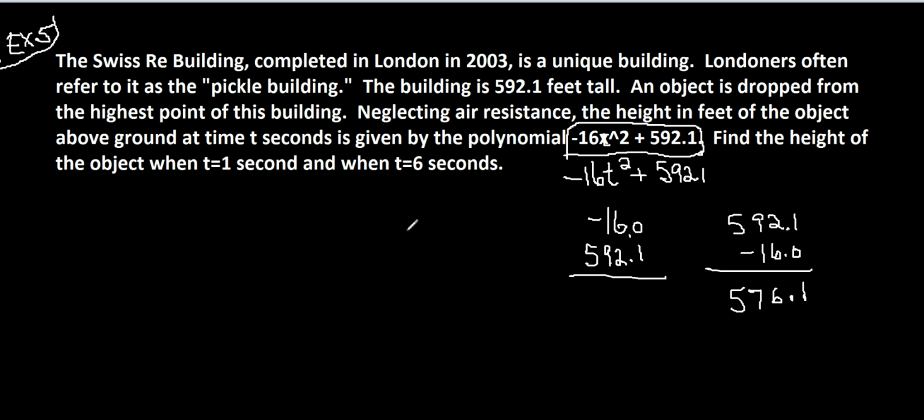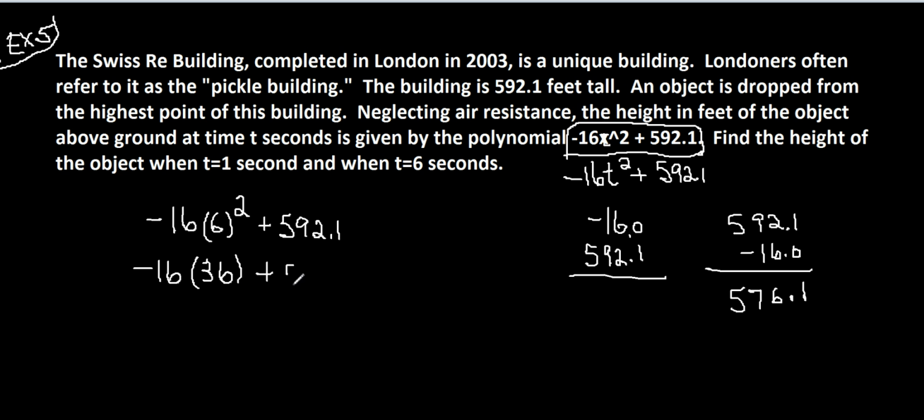After 6 seconds, let's do that one now. So it's going to be negative 16, and t is 6 squared, plus this 592.1. All right, so now we've got negative 16 times 36. Okay, that's what 6 squared is, plus the 592.1. And now what is this multiplied together?